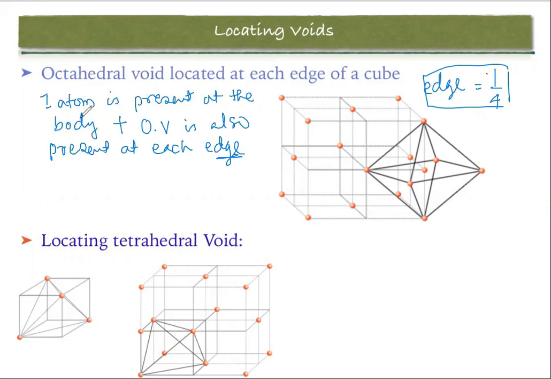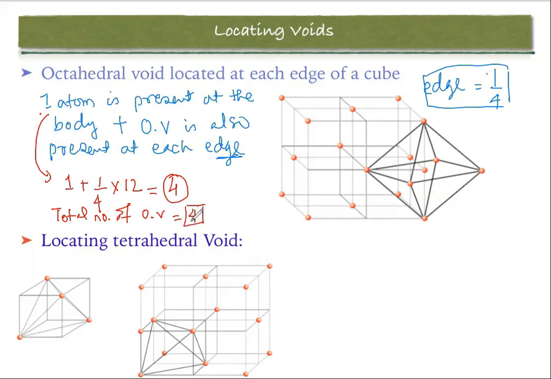As we already calculated, one octahedral void is present at the body. So this is 1 plus there are a total of 12 edges in one CCP. Each contributes 1/4, so 1/4 into 12 is 3. This is the total number at the edges. So 1 plus 3, the total number of octahedral voids is 4.